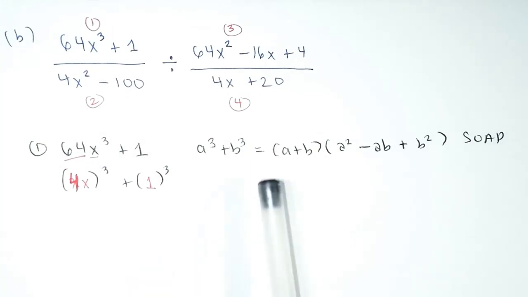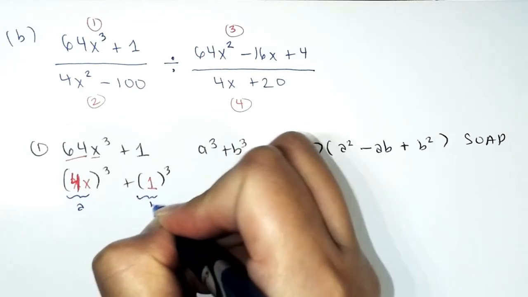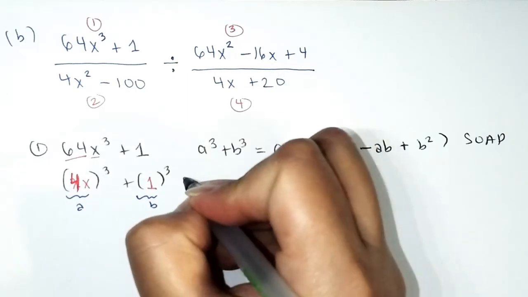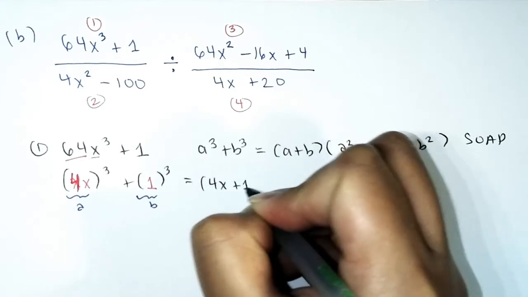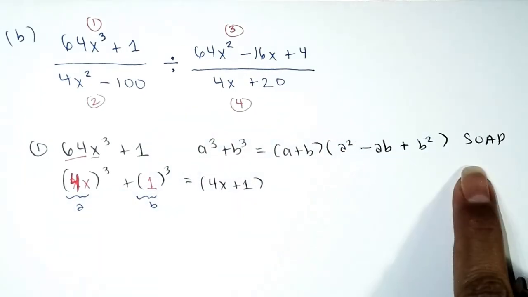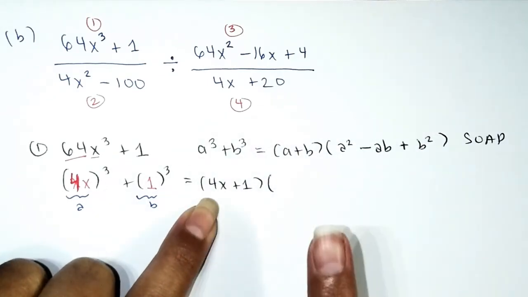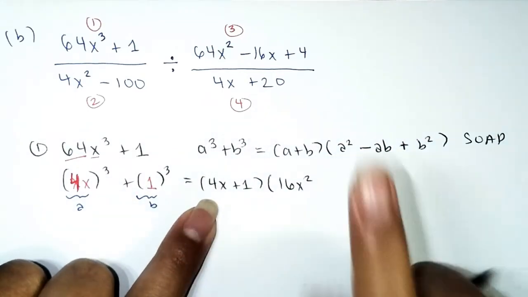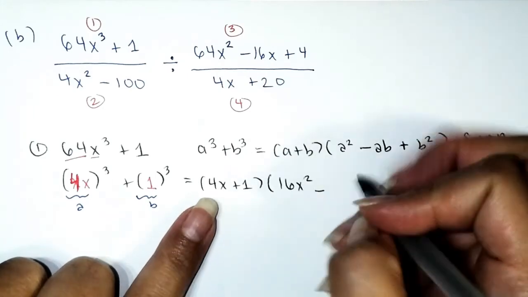Okay, so if this is our question, this is our answer. So let me identify the bases. Our first base is 4x, so that's like our A. Our second base is 1, that's our B. So this should factor to A plus B, or 4x plus 1, multiplied by the trinomial factor A squared. So we're going to take that A and square it. 4x times 4x will give you 16x squared, minus AB. The product of A and B, namely 4x and 1, will give you 4x.